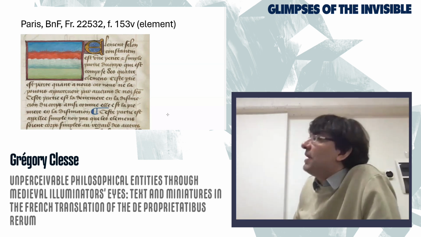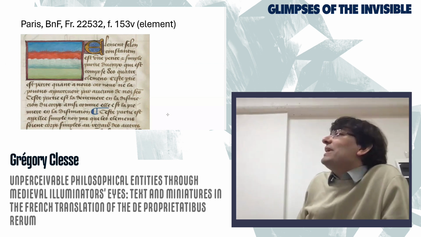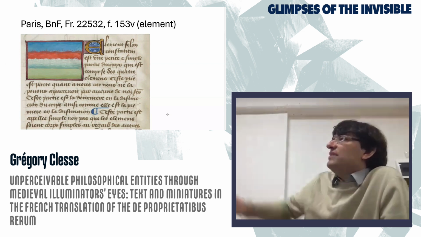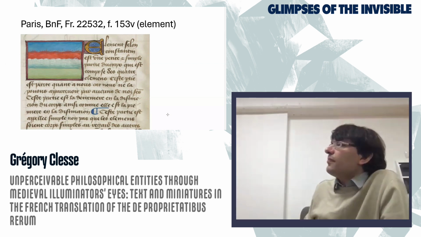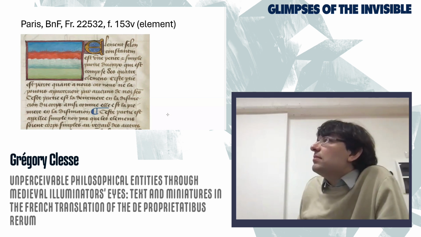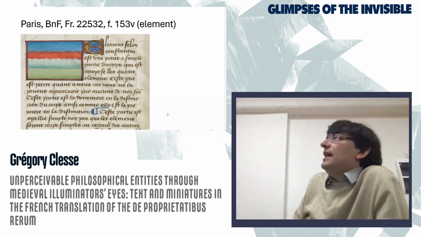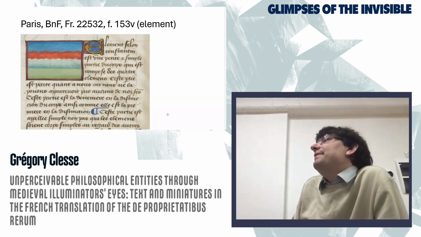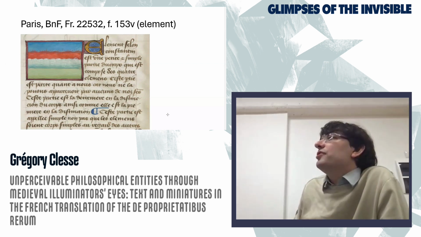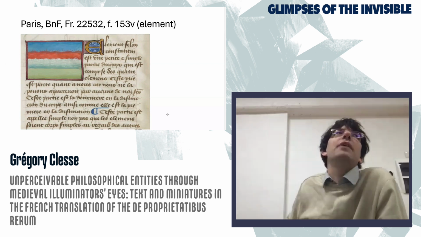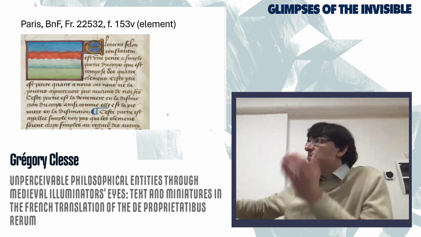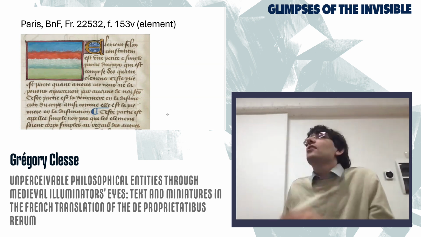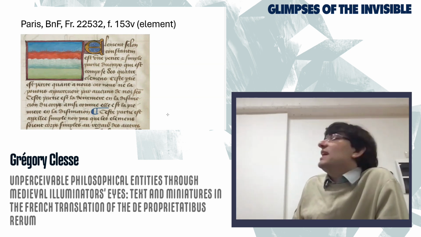I don't think so, but maybe we can guess if we don't read the text for now. Maybe we can guess air and fire are above, and then maybe water and earth. But this is not explained, and I would say it's not very important for the miniaturist.